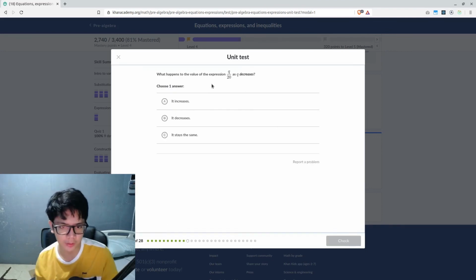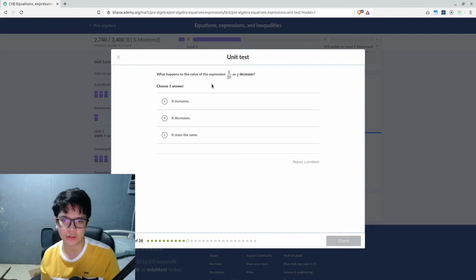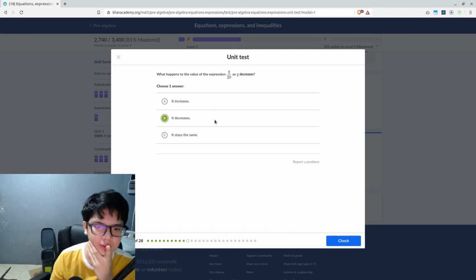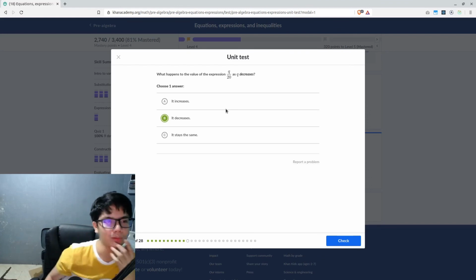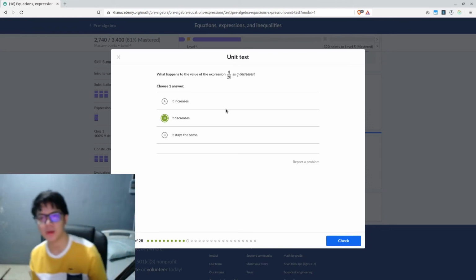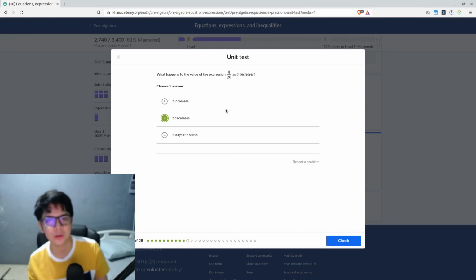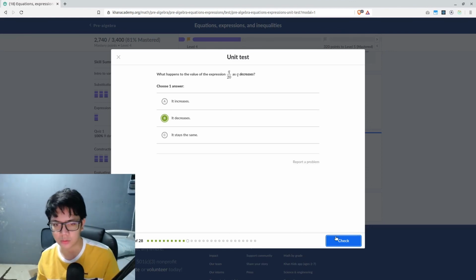What happens to the value of expression q as q decreases? Let's see if it decreases as well. If you have 100 divided by 20, it's going to be 5. If you divide 80, it's going to be 4.